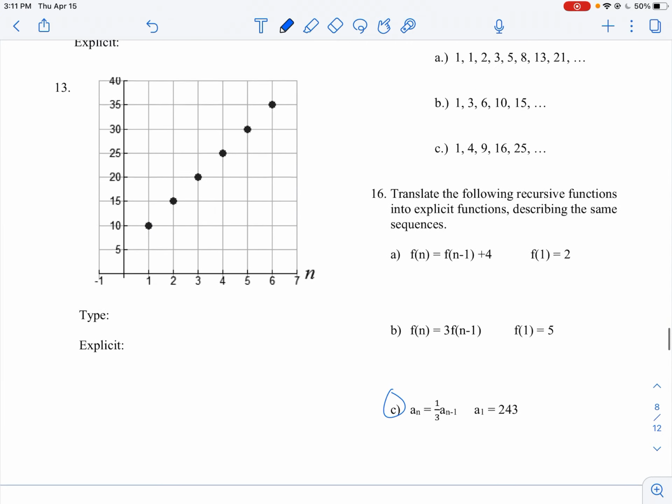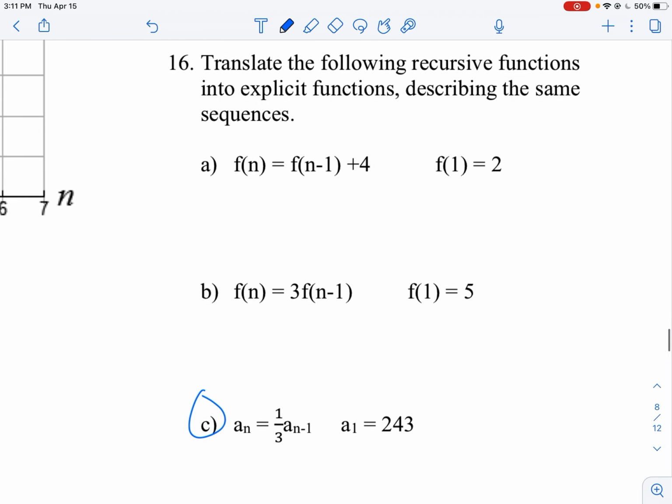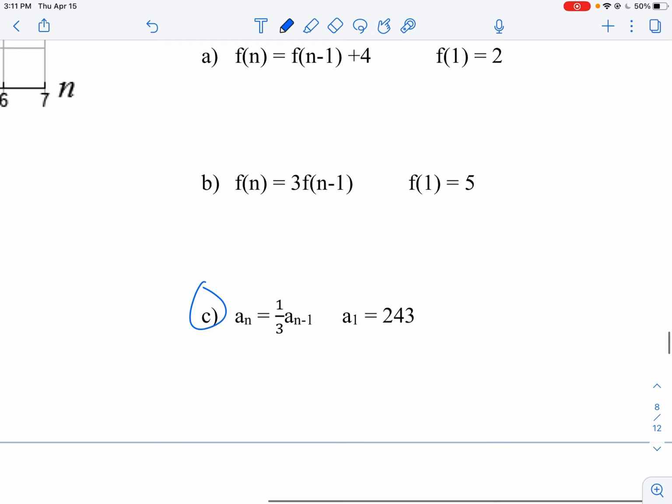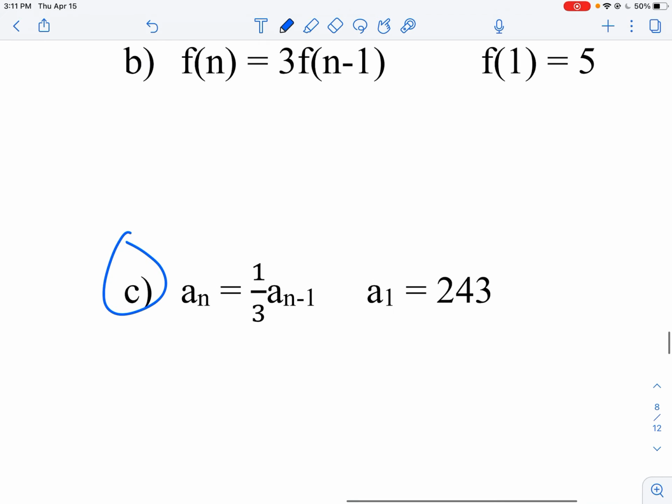We're going to go over one last example, and that's being able to switch between different formats. So these here are all in recursive format, so the recursive functions, and it's asking us to put it as an explicit function. So I'm going to do C here. Looks like every number is the previous one times 1/3. So if every number is the previous one times 1/3, that lets you know that it's geometric. And this here tells me the first number of my sequence. So that's the first term.